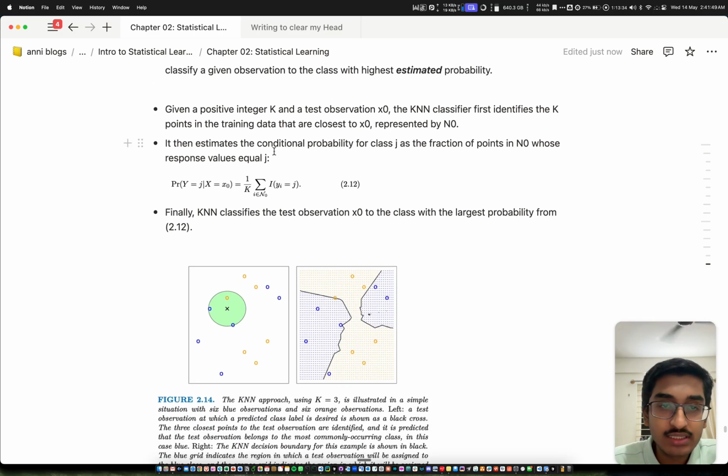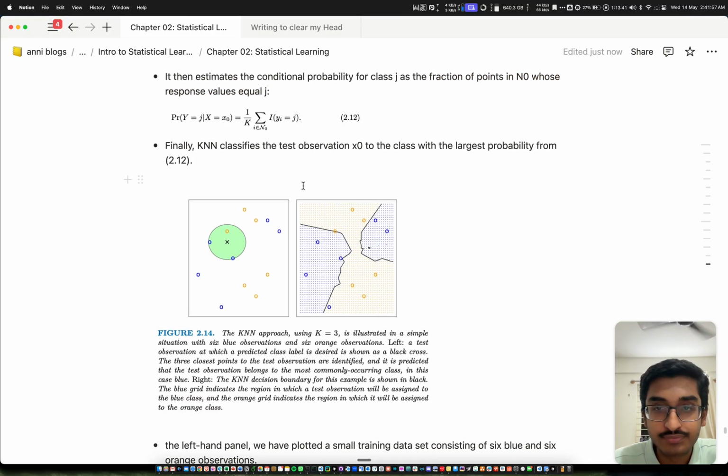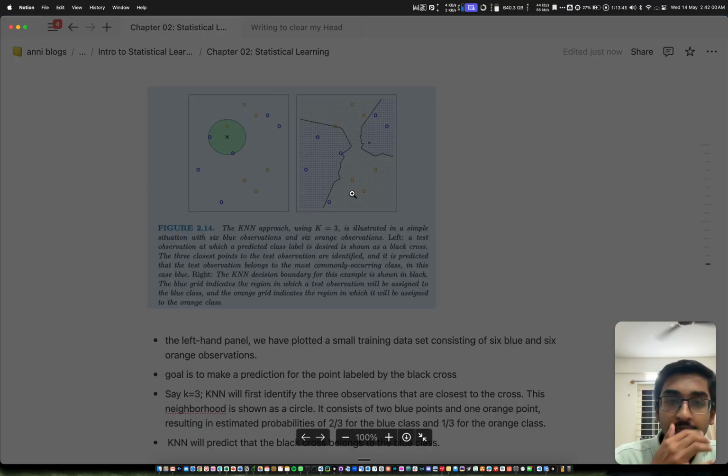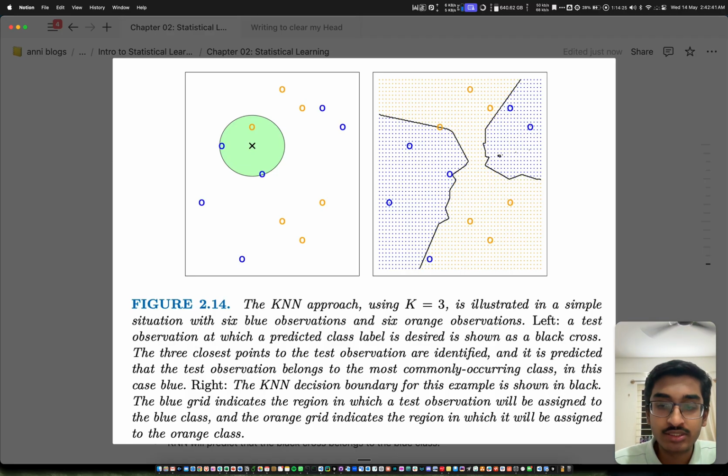So k nearest neighbors estimates a conditional probability for class j as the fraction of points in the neighborhood whose response value is equal to j. This is essentially a fancy way of saying that k is a number. Let's say k is 3. Given a data point, I will look for the 3 nearest data points to me, which happen to be this, this and this. Then I see that out of these 3, 2 are blue and 1 is yellow. So I estimate a 2/3 probability for blue and 1/3 for yellow. Then I predict blue, because there are more blue points in my neighborhood than yellow points. That is the reasoning.